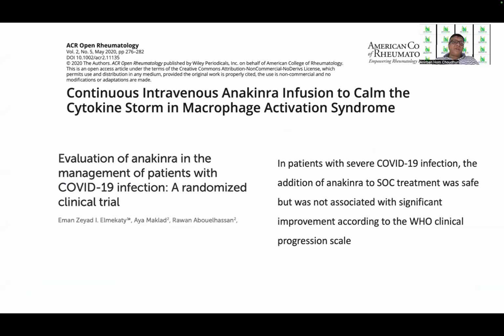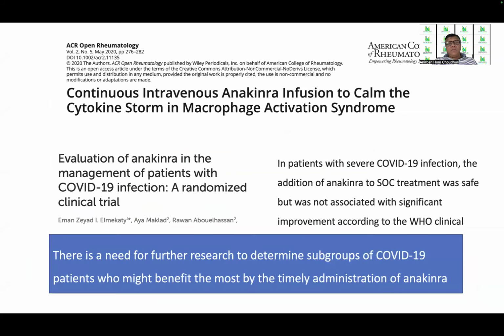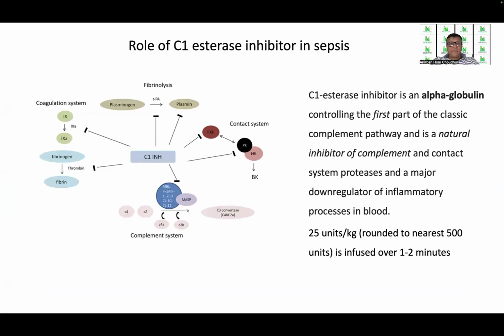There have been studies with continuous intravenous IL-1 receptor antagonist infusion in different setups of patients, and particularly during COVID, we have seen a good number of trials. But all that can be said is that there is a need for further research to determine subgroups of COVID-19 patients. And now that we don't have COVID-19, in sepsis also it applies that we need to understand more the subgroups who might benefit from timely administration of IL-1 receptor antagonist.